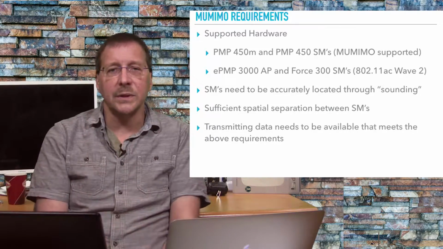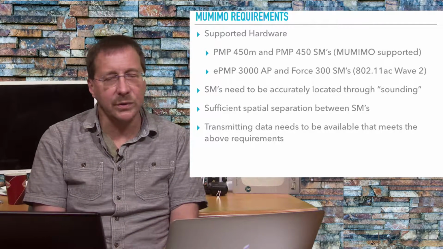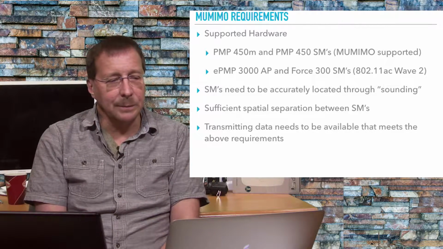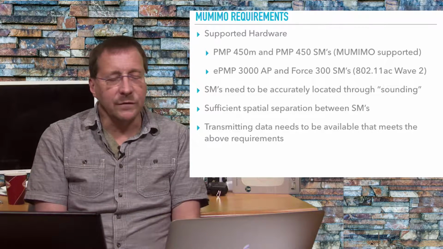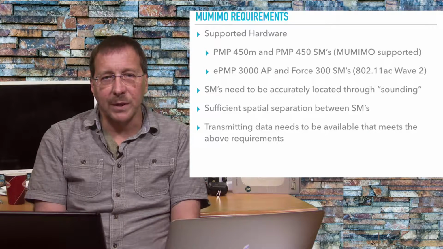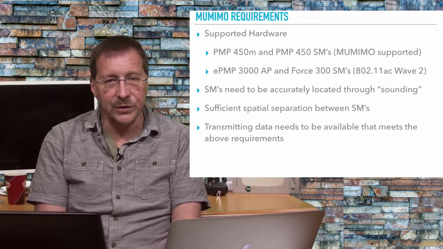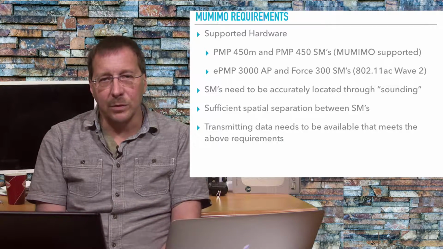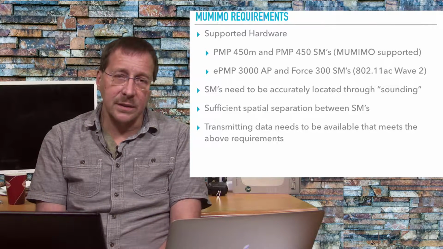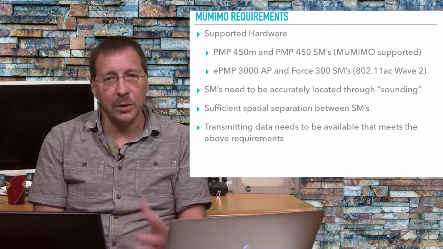There are a few things that you really need to know about how the multiple user portion works. The first one is there has to be supported hardware. For example, in the 450 product line, multi-user MIMO has been around for some time, and Cambium has pioneered a lot of the new features in it. You obviously need the AP, called the 450M, and then you need the SMs. All of the 450 SMs already have that feature built in, as part of the product set.